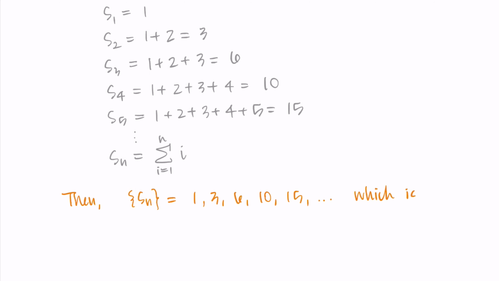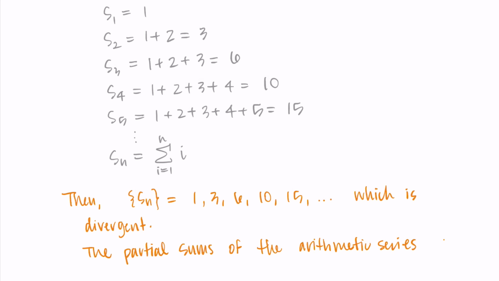So writing out this sequence of partial sums, I get 1, 3, 6, 10, 15, etc. And this sequence diverges. The numbers are growing and growing and growing. They're not approaching some certain value or slowing down in any way. We're just continuing to add numbers that get bigger and bigger. So we say that the partial sums of the arithmetic series, the sum from n equals 1 to infinity of n, diverge.